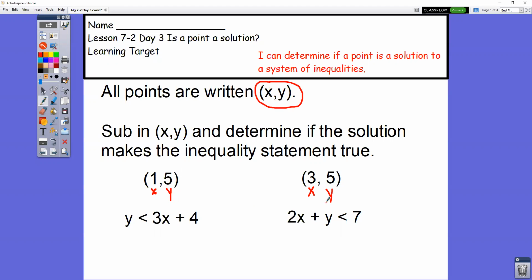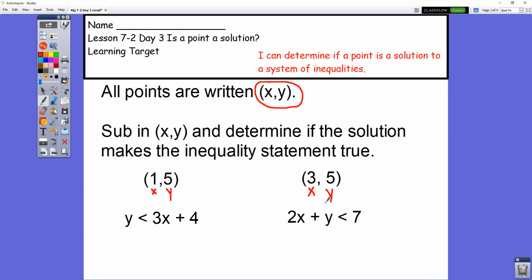So what you're going to do today is sub in your x value and your y value at the same time and determine if the solution makes the inequality statement true. So I'm going to go up to the board because it's a little bit easier. When we take a look at this first one, we have the point 1 comma 5.